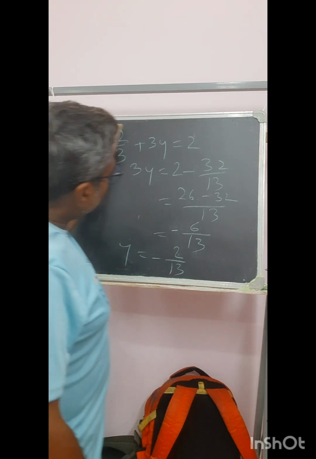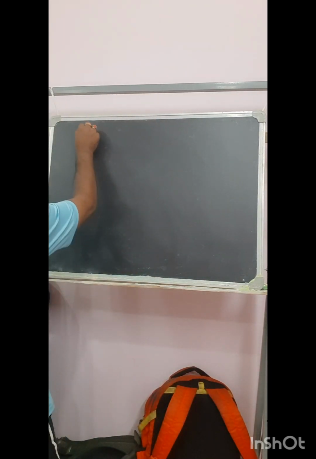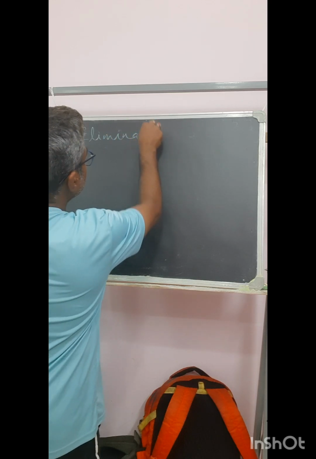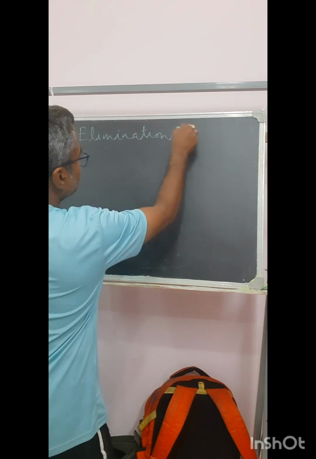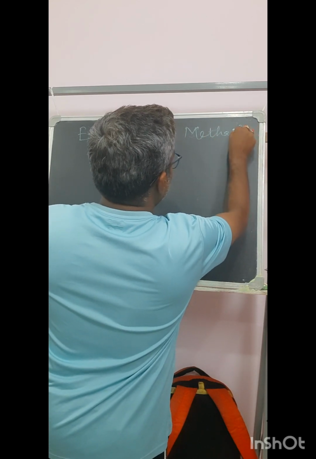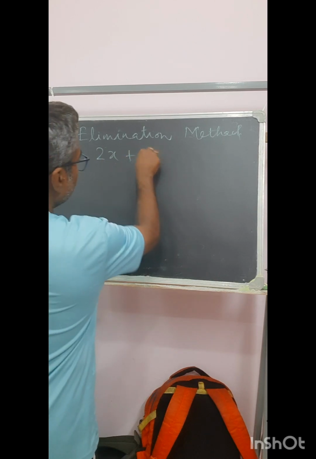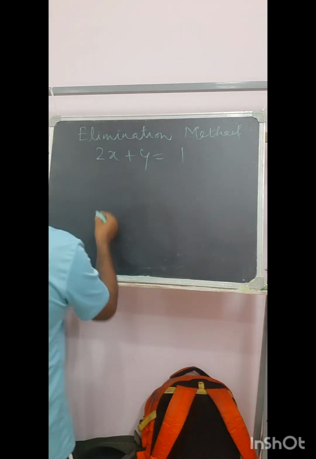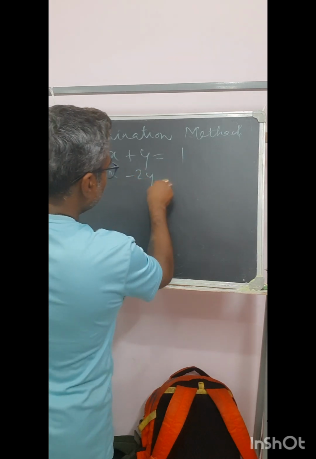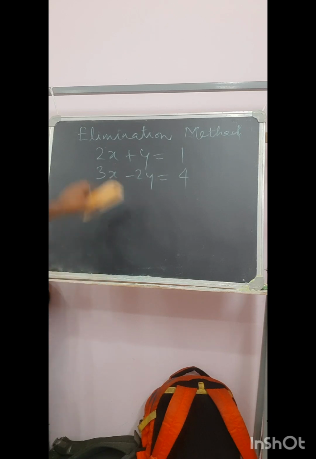Okay. Now move to the elimination method. Now let me try some equations. Let's say 2x plus y is equal to 1 and 3x minus 2y is equal to 4. These are the two equations given. You have to solve them by the elimination method.